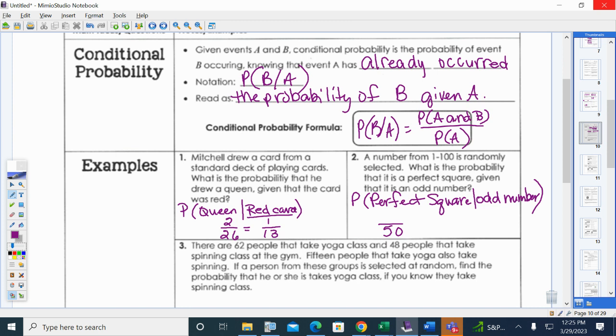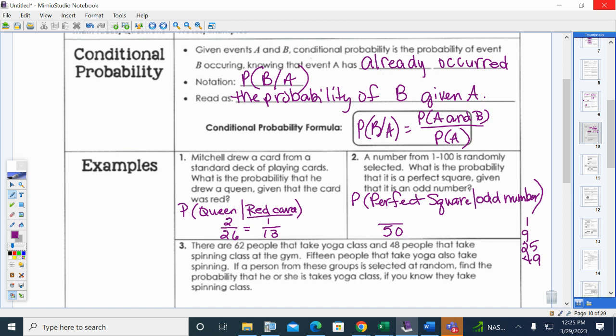So 1 squared is 1. 3 is the next odd number. 3 squared is 9. 5 is the next odd number. 5 squared is 25, which is also odd. I'm looking for perfect squares that are included in the odd numbers. 7 is the next odd number. 7 squared is 49, which is also odd.